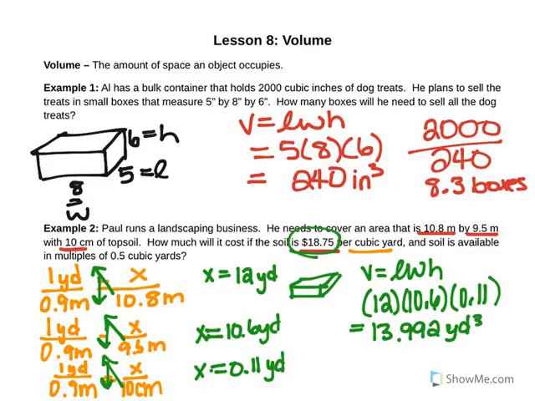To calculate the cost, we're going to take that amount and multiply it. So we have 13.992 times $18.75, and it's going to cost $262.35.